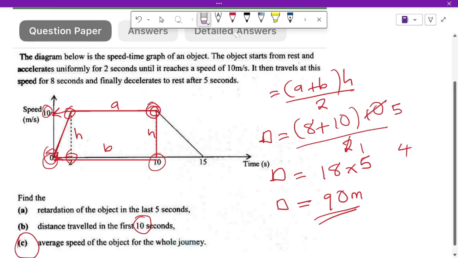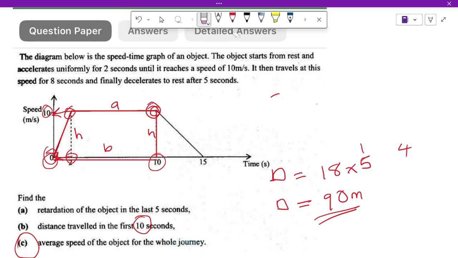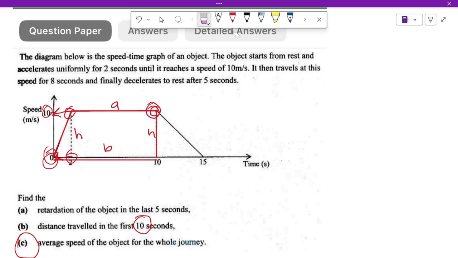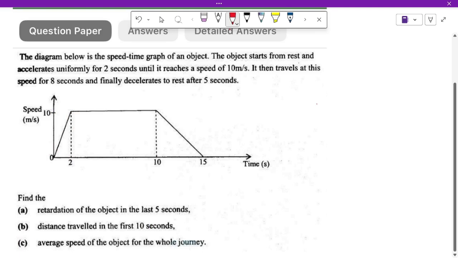Okay, so now remember, the formula for finding speed is equal to distance over time. We need distance, we need time as well. Time has been given to us, but we don't have distance for the whole journey. We just calculated distance for the first 10 seconds. So there are two ways you can do this. We know the distance for the first 10 seconds for this trapezium was 90 meters. So we can simply find the distance for this triangle, and then we add it to the 90 to get the distance for the whole journey. Or if you want, you can simply calculate the distance for the entire trapezium.